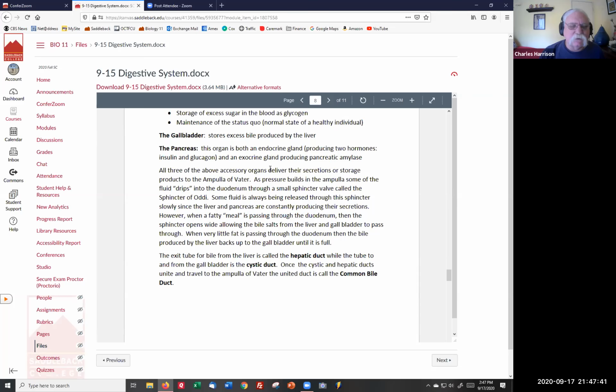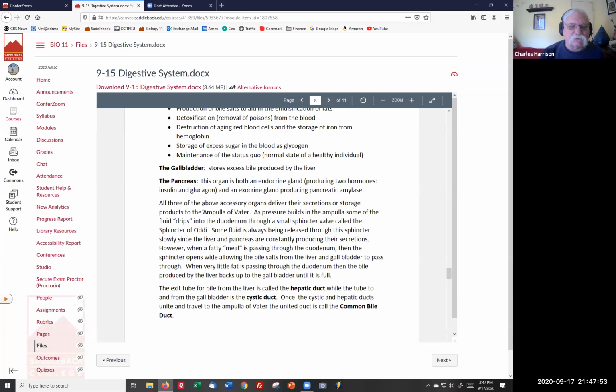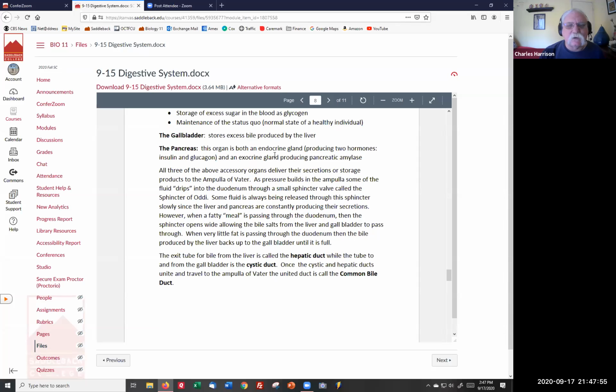The pancreas. Okay, we have 3 accessory organs: liver, gallbladder, pancreas. The 4th one we already covered. Those were the salivary glands. The pancreas. This is both an endocrine and an exocrine gland. An endocrine gland produces hormones and secretes the hormones into the blood as the blood flows through the gland. In the digestive system, the pancreas serves only as an exocrine gland, however, and delivers enzymes through ducts to specific locations.